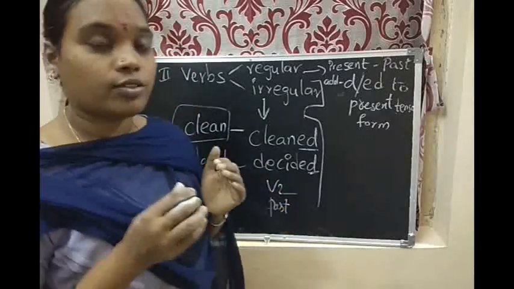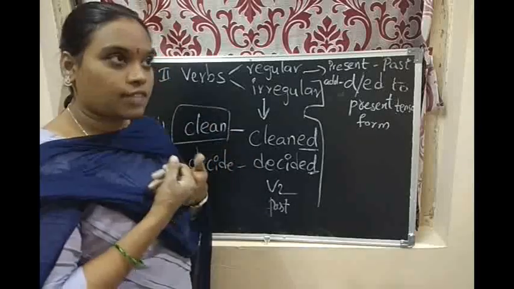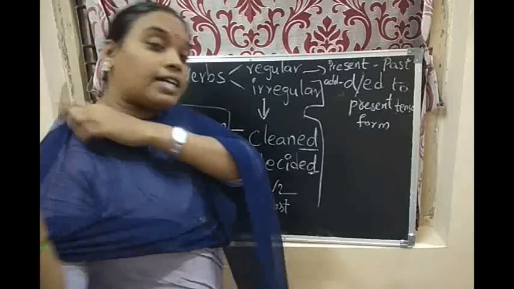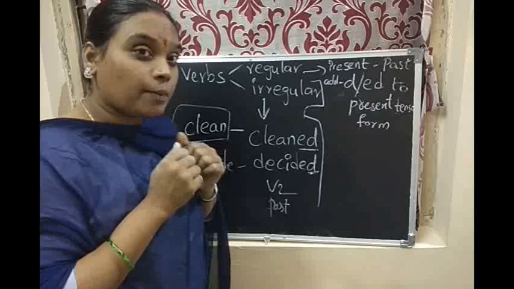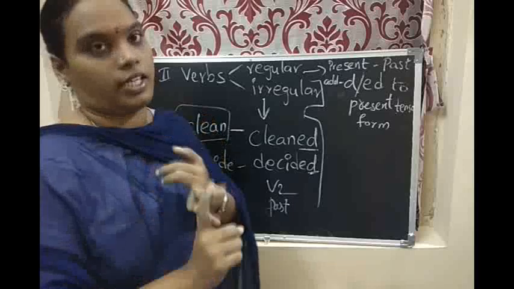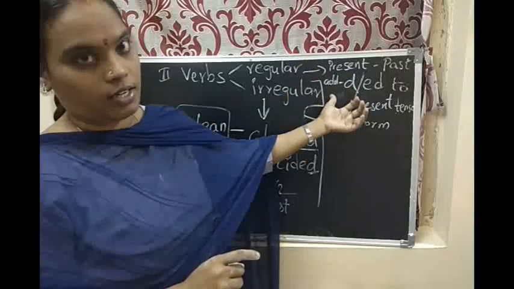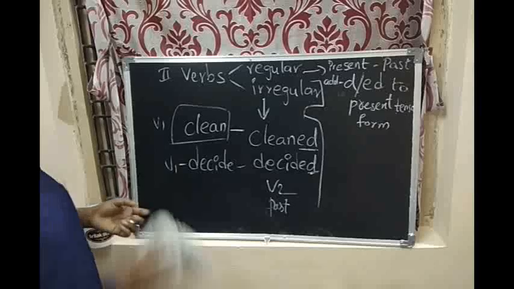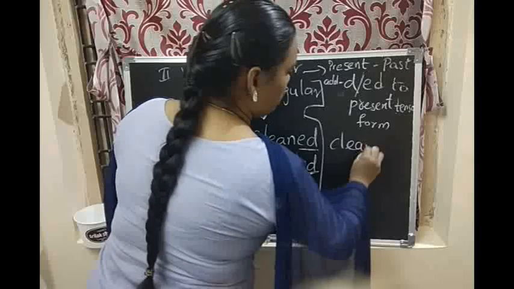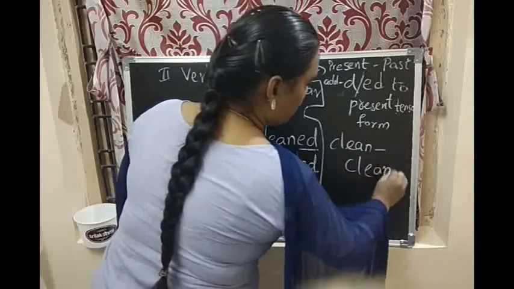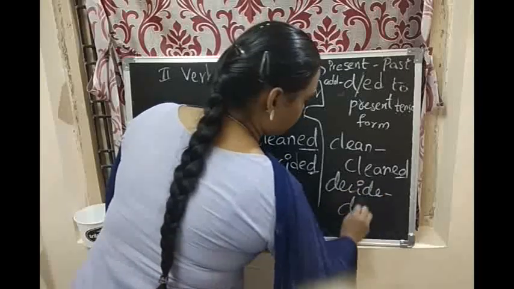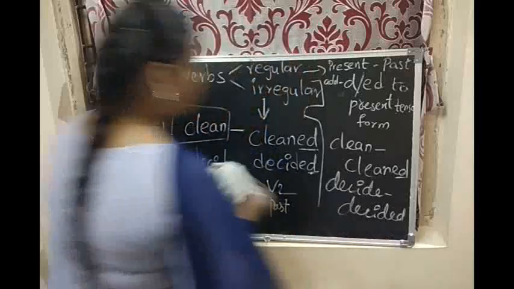So what do we have to know first here? Whenever we are changing a verb from present tense to past tense, the only change is adding D or Ed. Those are known as regular verbs. This is an example of that. I am writing here: clean, cleaned. Ed added. Decide, decided.